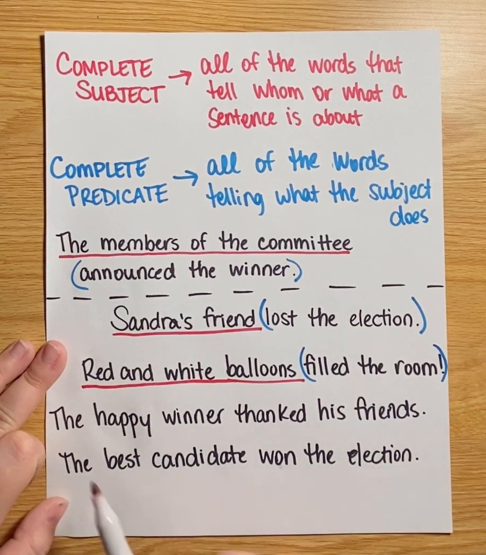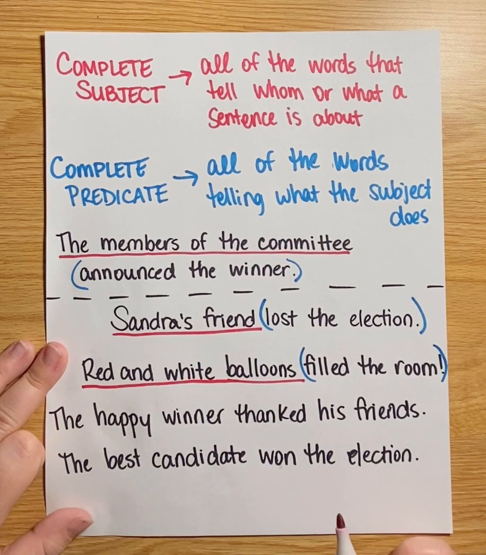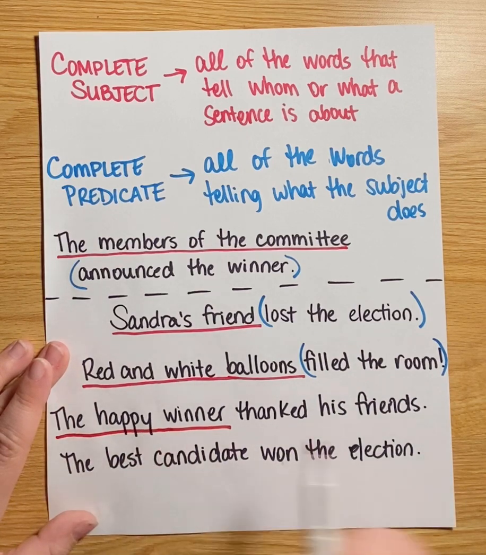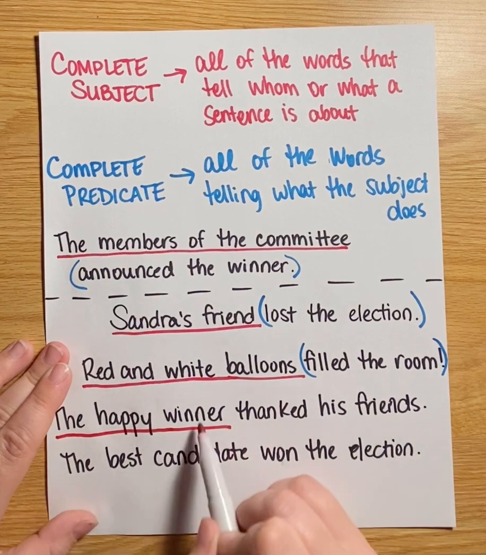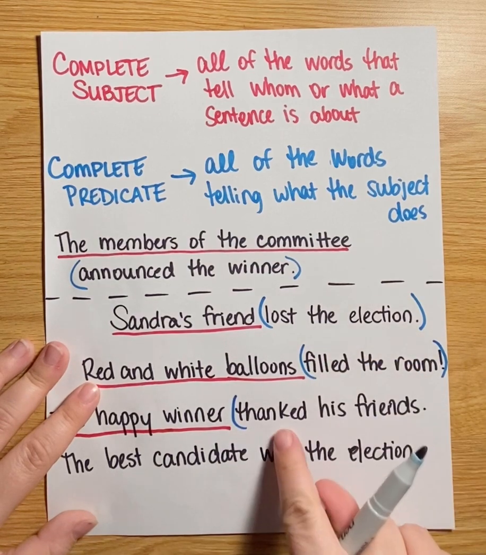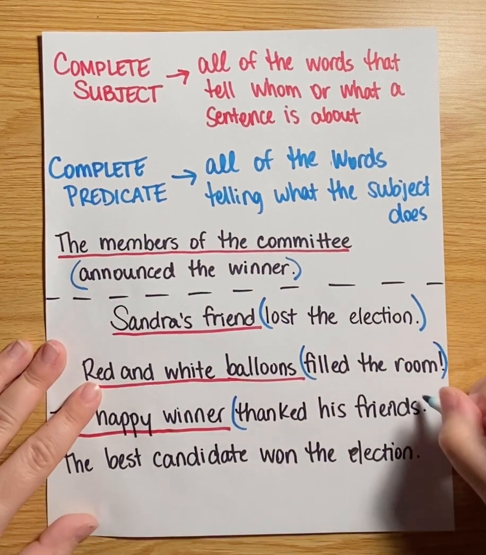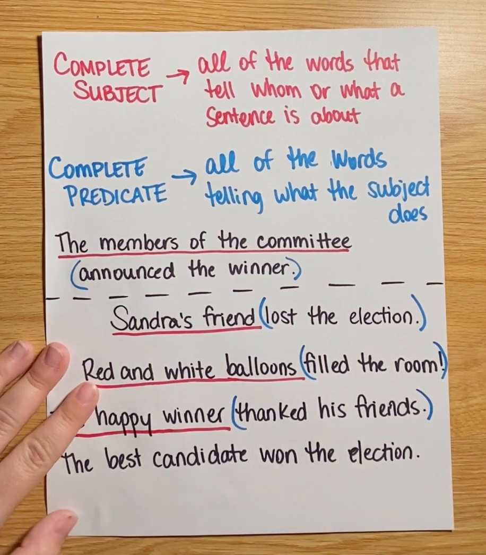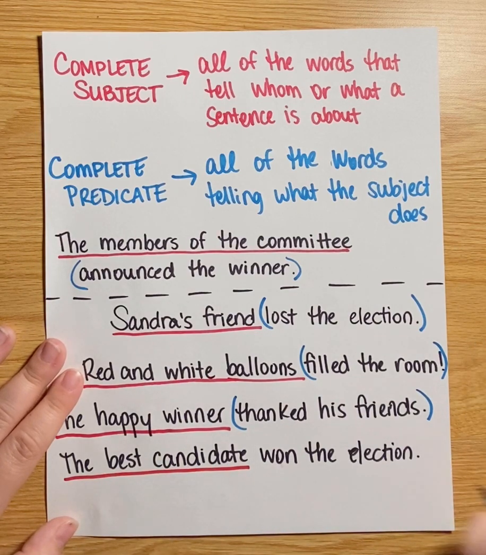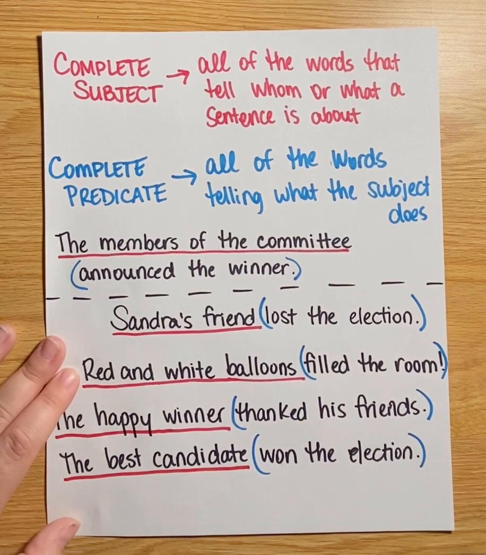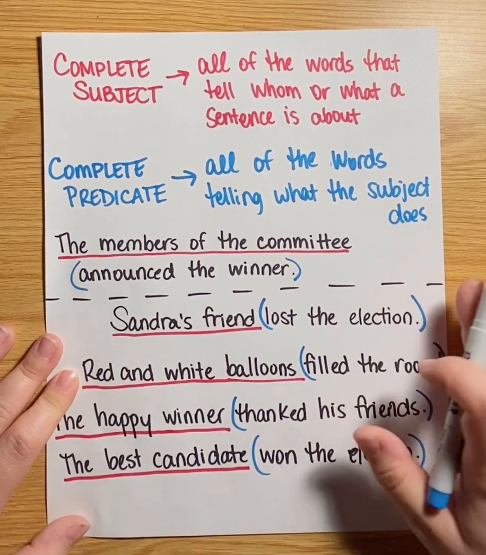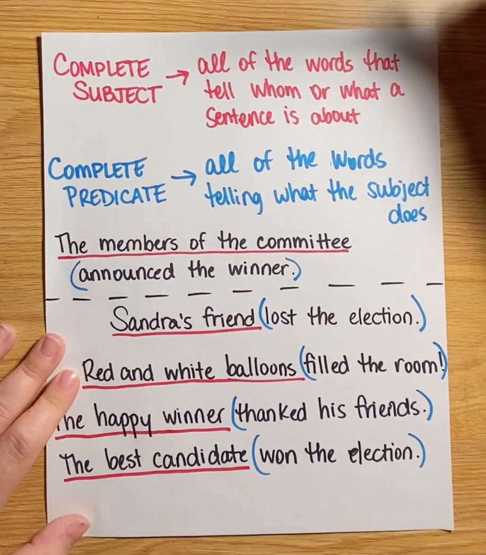Two more. The happy winner thanked his friends. So, winner is the simple subject, but we're doing complete subjects this week. So we want the happy winner. That's all of the words that tell whom or what our sentence is about. Thanked is the simple predicate, but we are doing the complete predicate. Thanked his friends. Last but not least, the best candidate won the election. So as you can see, we're splitting up our sentences into complete subjects and complete predicates. All of the words are accounted for when we're talking this way, okay?